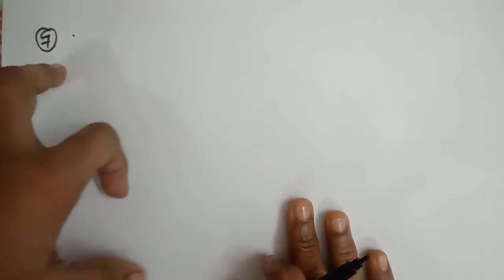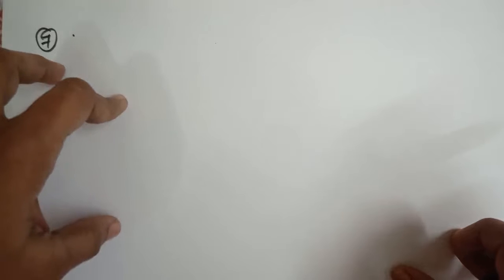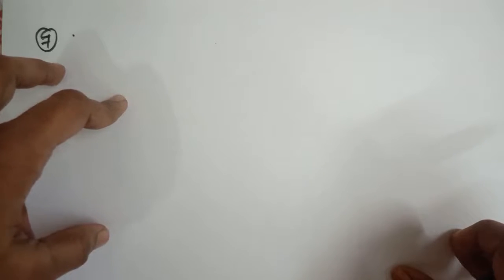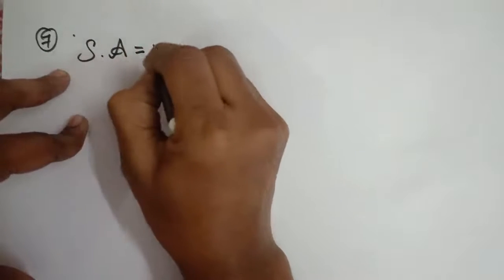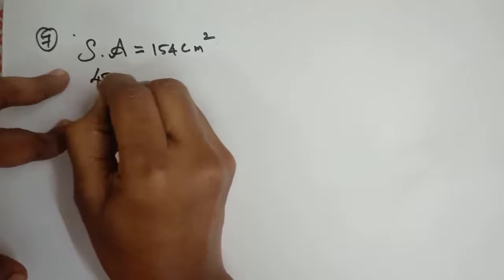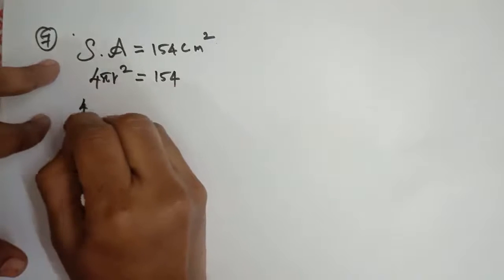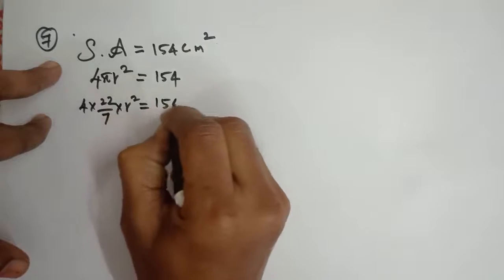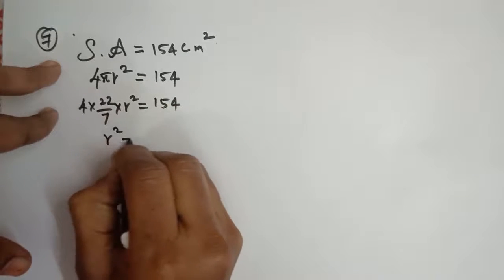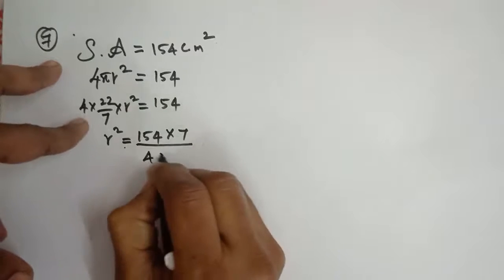Next, let's see the 7th question. Find the volume of a sphere whose surface area is 154 centimeter square. This is a very easy question, students. Let the radius of the sphere be r centimeter. Then surface area is equal to 154 centimeter squared. What is the surface area of a sphere? 4 pi r squared is equal to 154. So 4 into 22 by 7 into r squared is equal to 154. So r squared is equal to 154 into 7 divided by 4 into 22.